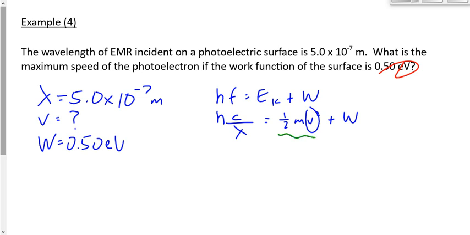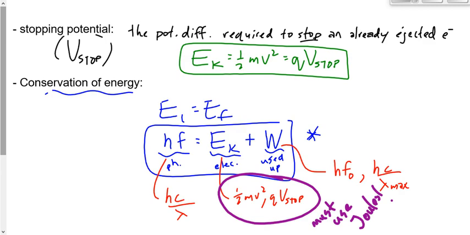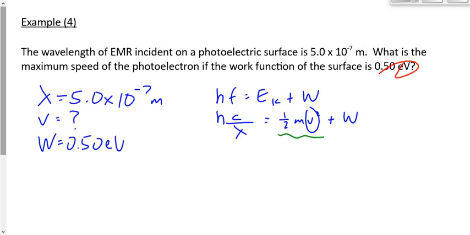Notice the 1/2 mv squared, though? Remember what we said back here? As soon as we introduce 1/2 mv squared, we must use joules. If that confuses you at all, just always use joules. Let's do that conversion here. When we do the conversion, we find that this is 8.0 times 10 to the negative 20 joules.